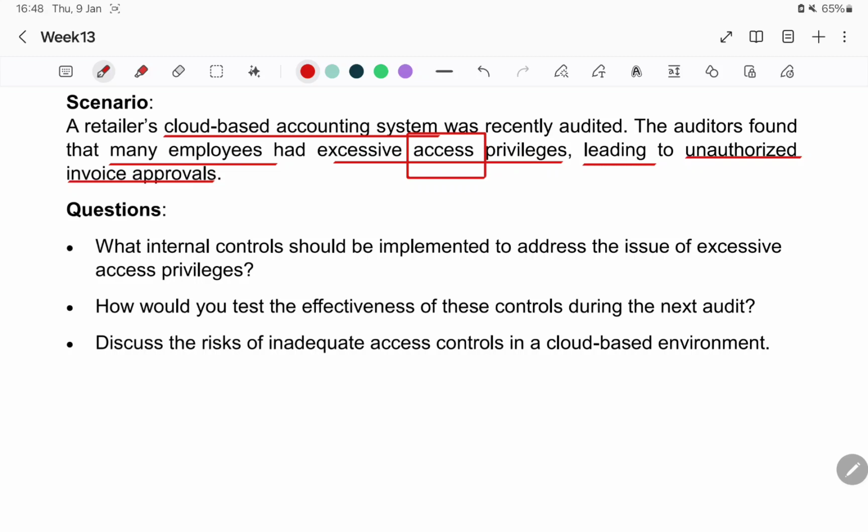So the question comes to the first question over here, asking how do I address this excessive access privilege? This one is not inside the slides, this is the answer from the slides. So what you can do over here is they call it role-based access control.